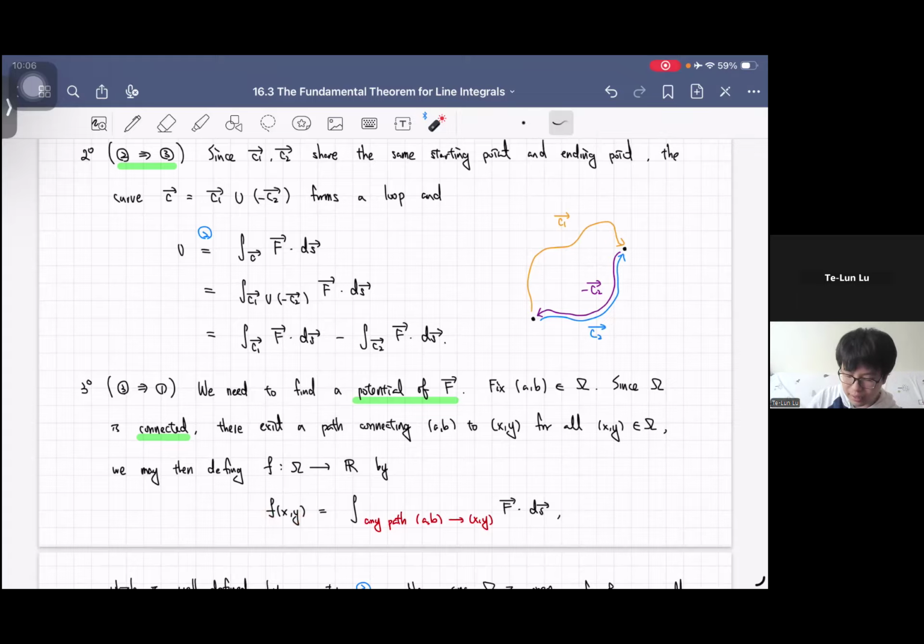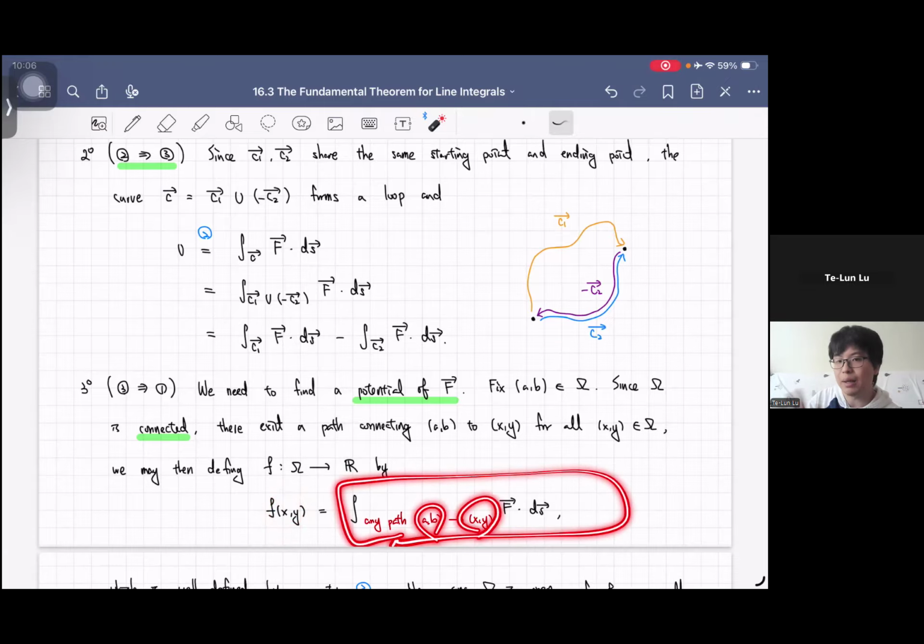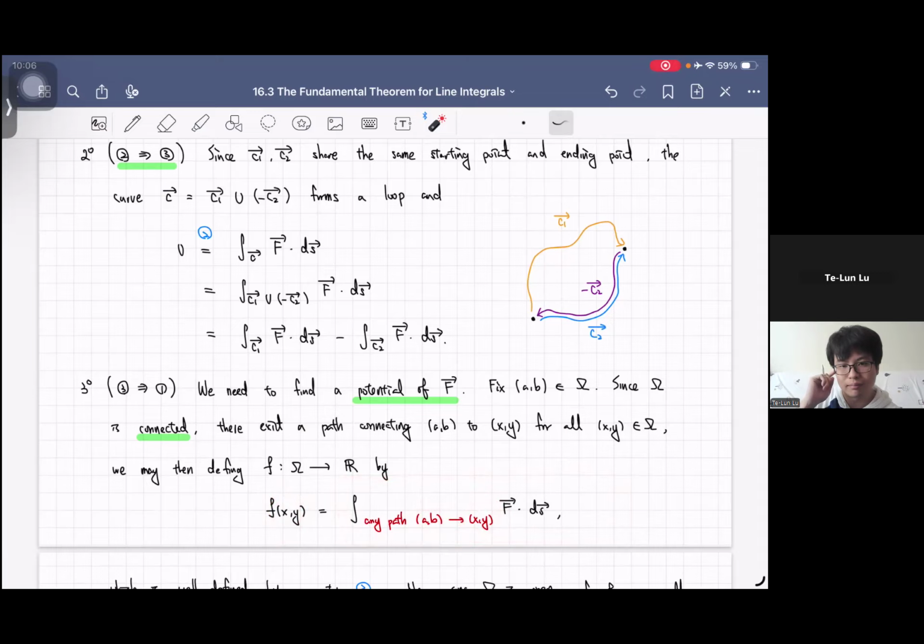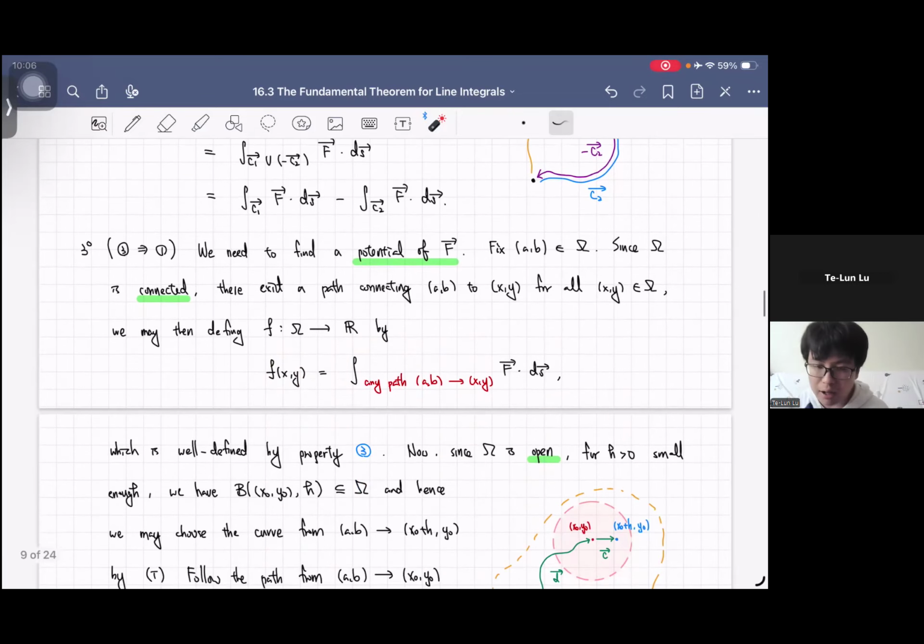F of (x,y) is the line integral over any path from (a,b) to (x,y). In this case, (a,b) is not special, it is just some point. All right, now we have a function f. This should be a candidate for our potential function. So the task now is to differentiate this function and see whether the gradient of this f is actually capital F. Okay.